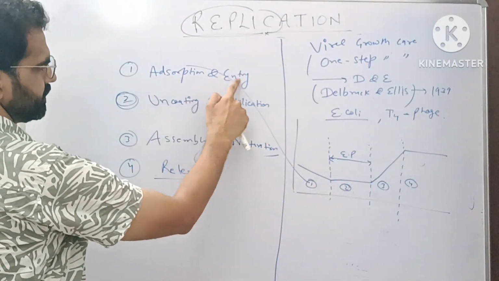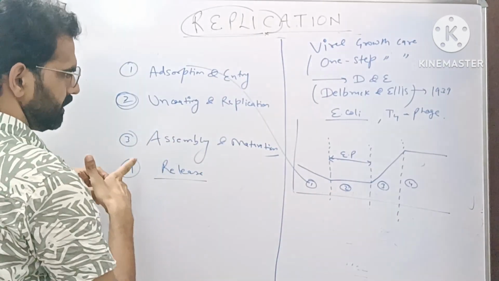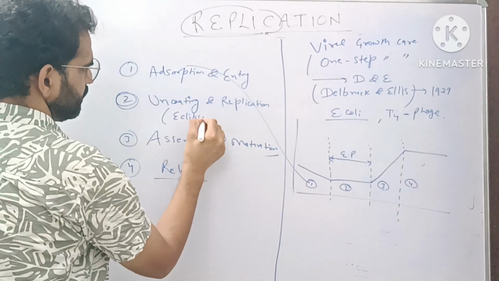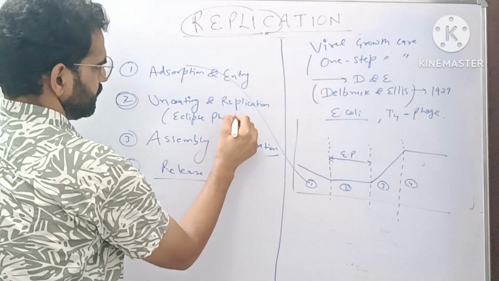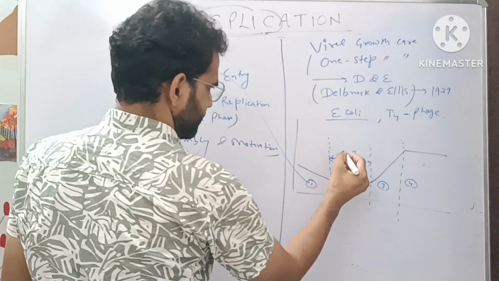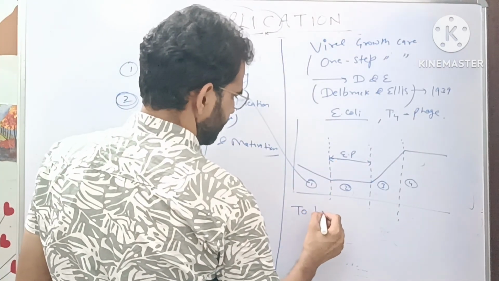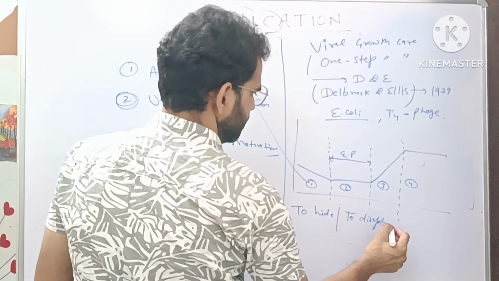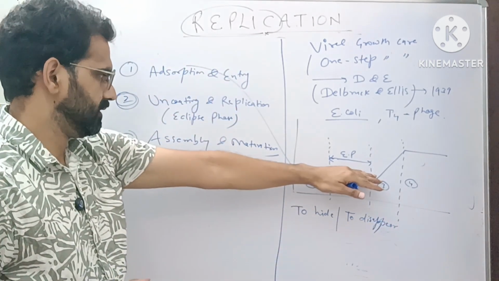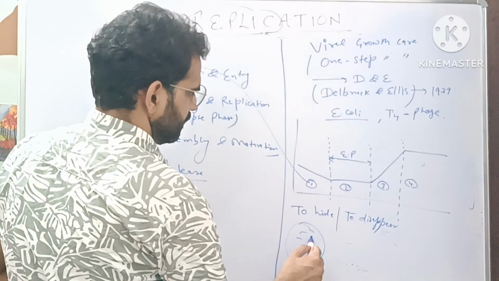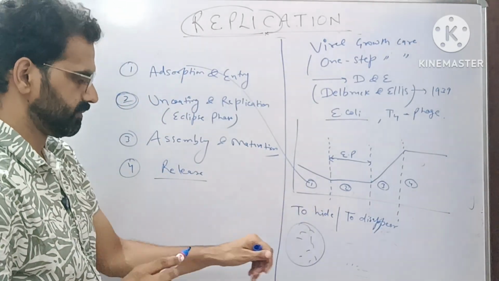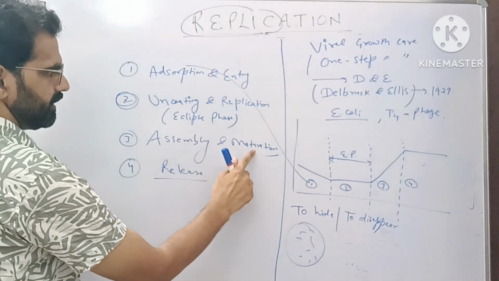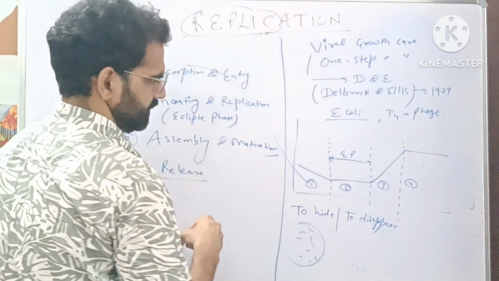Number one is adsorption and entry. Two is uncoating and replication, and this two is known as eclipse phase. Eclipse means to hide or to disappear. So in this phase, inside the cell, we cannot see the virus particle. Then number three is the assembly and maturation, and four is the release.